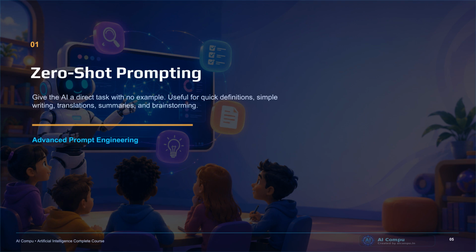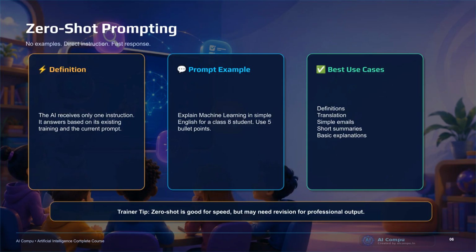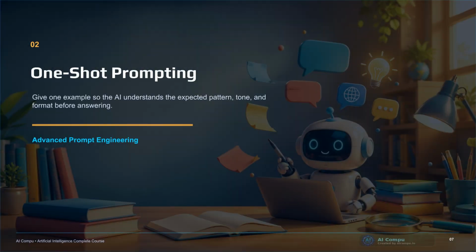First, let us look at zero-shot prompting. This is when you give the AI a direct task without any prior examples. It is ideal for quick definitions, simple summaries, or basic brainstorming. In zero-shot prompting, the AI relies solely on its existing training. It is fast, but remember that for more complex or professional tasks, you may need to revise the output for accuracy. Next is one-shot prompting.